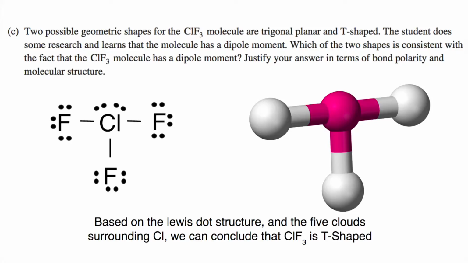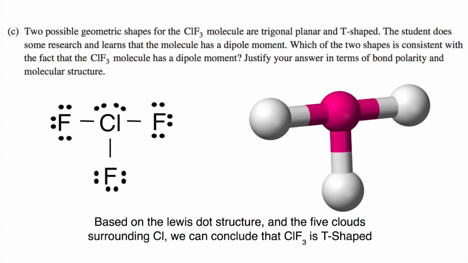In terms of bond polarity, trigonal planar molecules are symmetrical. If all the bonded atoms are identical, then they will have their net dipoles cancel each other out due to the symmetry. This is not true for molecules with lone pairs, as those disrupt the symmetry, as is the case with T-shape, AX3E2. Molecules without symmetry have dipole moments. Therefore, the student's research about the molecule having a dipole moment is consistent with T-shaped.